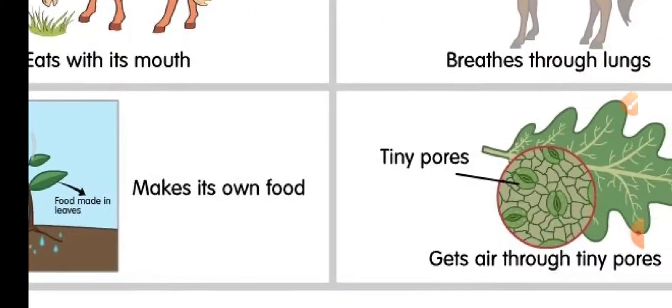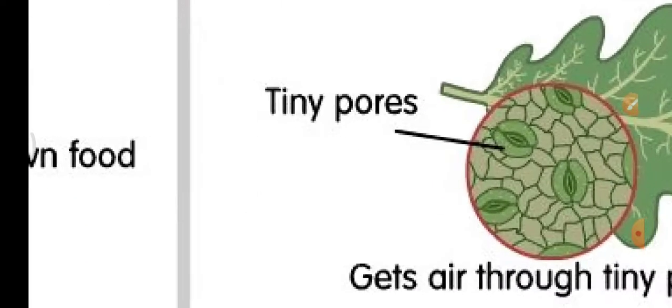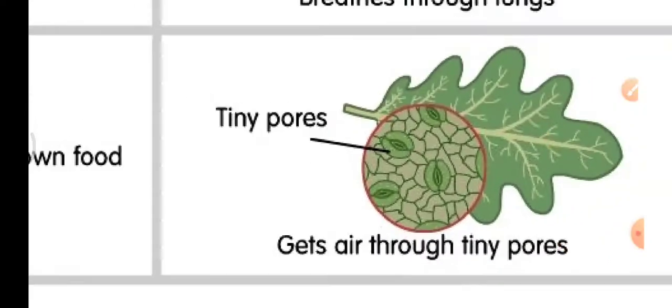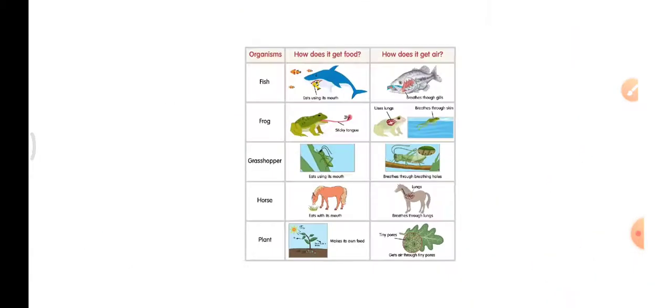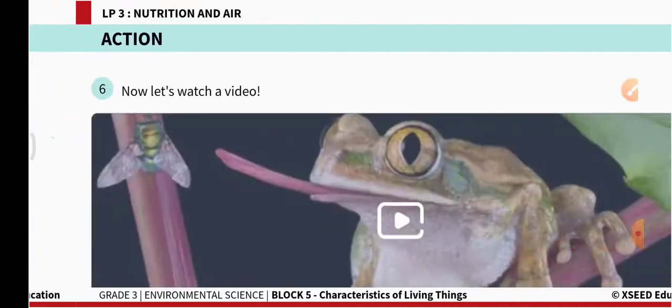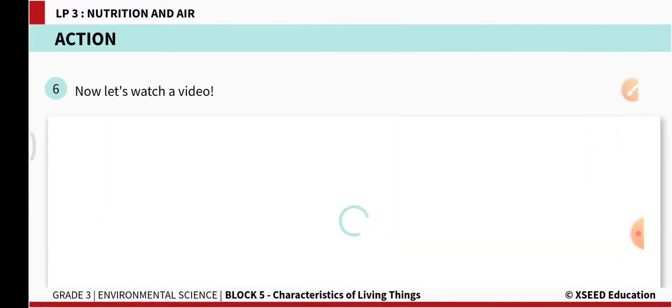So how do they breathe? How do the plants take air? Plants have tiny pores, small holes on the leaf. So they get air through tiny pores. Now let's move further. Now let's watch a video.